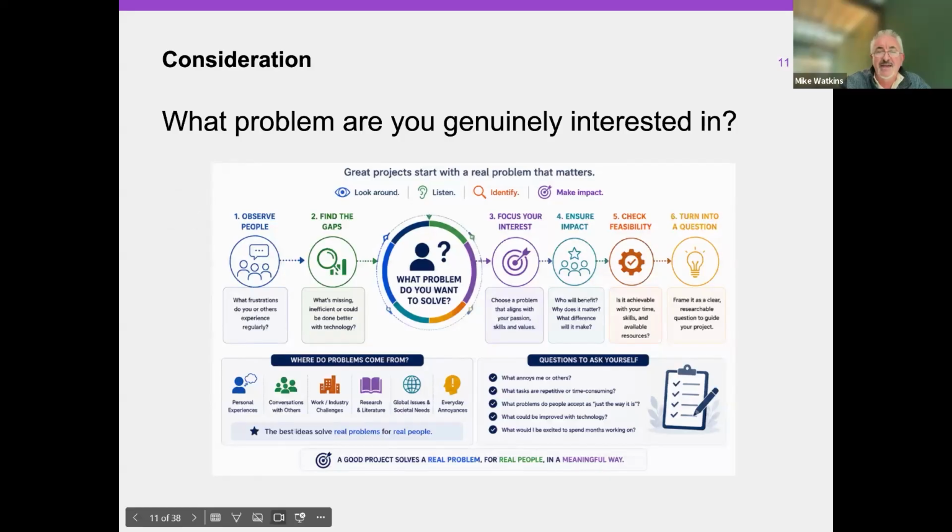So the thing is, what problem are you genuinely interested in? That's the key question. I'd say to you that the project should be your biggest challenge and your biggest enjoyment. It might be frustrating, but that's the thing that's going to give you your grade. Pick something that you are genuinely interested in.